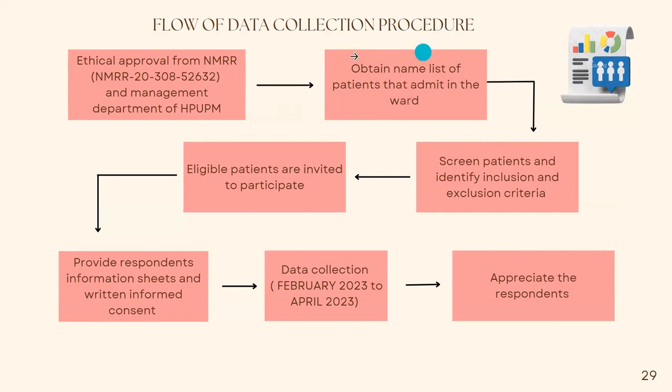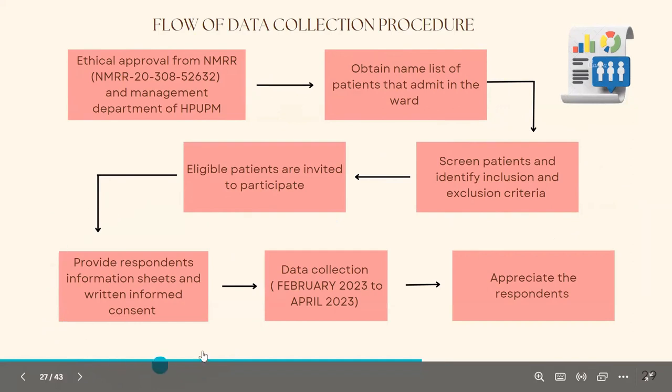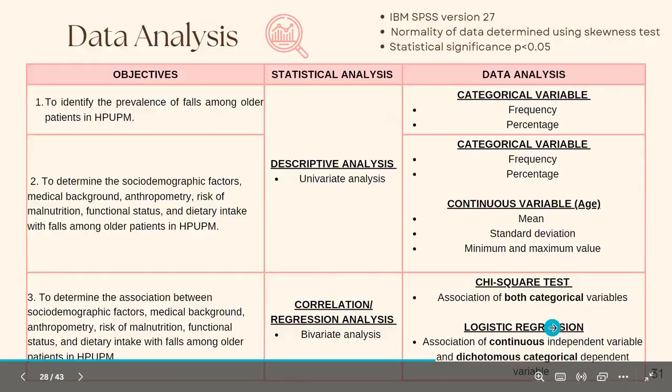We obtained name lists from the system and screened patients based on the inclusion and exclusion criteria, and then all the eligible participants who met the criteria, we invited them by providing an information sheet and also written informed consent. The data collection started in February and continued until April. And then we appreciate all the respondents.